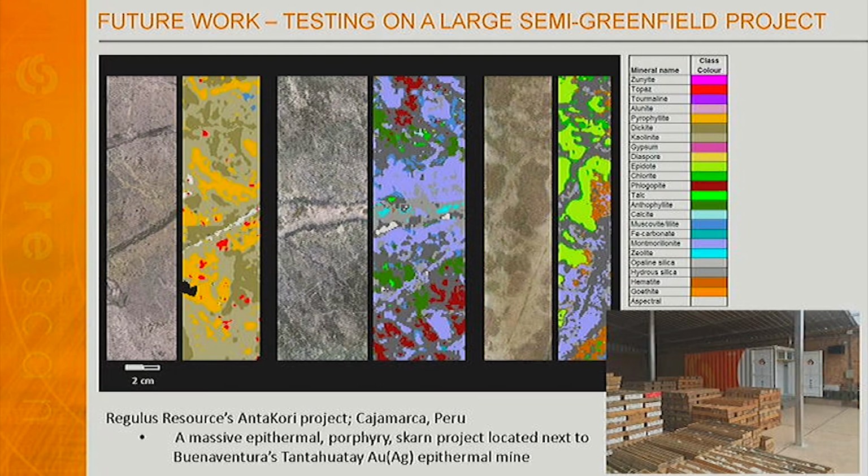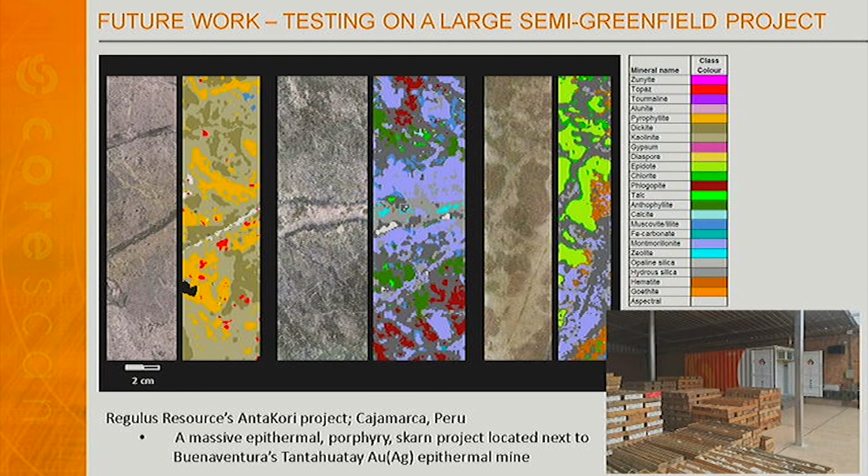And so where I'll end, and maybe I'll come next year and talk about this, is that now that we understand all this information about skarn, we can now go into a big greenfield project, a semi-greenfield project, which actually has all three. And this is Regionalist Resources' Antiquary project in Peru. They have an epithermal, a porphyry, and a skarn. They're trying to find the porphyry right now. It's sitting next to Buenaventura's Pantuatay, so they have a big epithermal there.